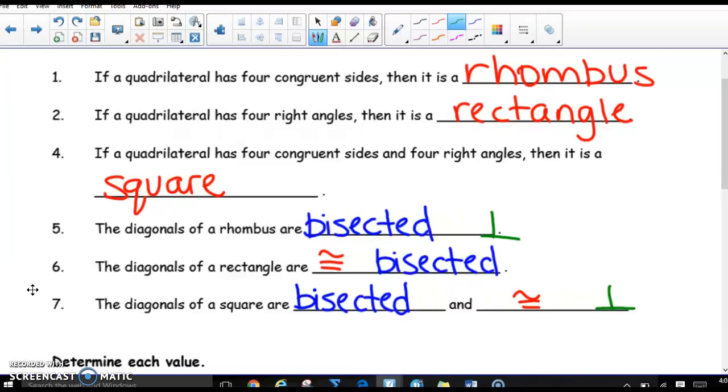I wrote down all possible answers. Remember that that green symbol means perpendicular. If you just had one of those words in there, that's fantastic. All right, let's actually practice a little bit of these properties on your next page.